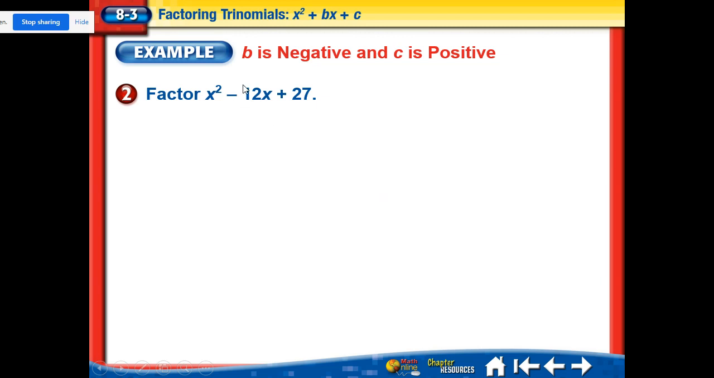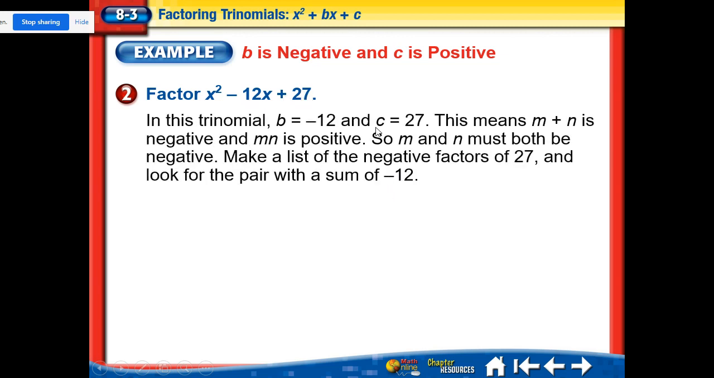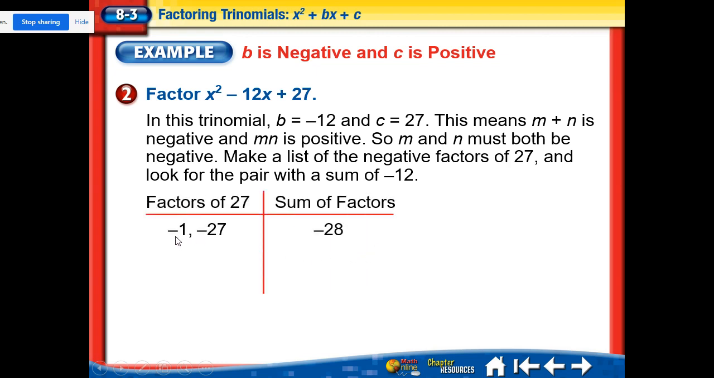All right, now we have a negative 12 here and 27. So how do we multiply to positive 27 but add to be negative 12? Well, in this combination, when it's a negative and then a positive, you're going to have to use your negative values. So what do I mean?